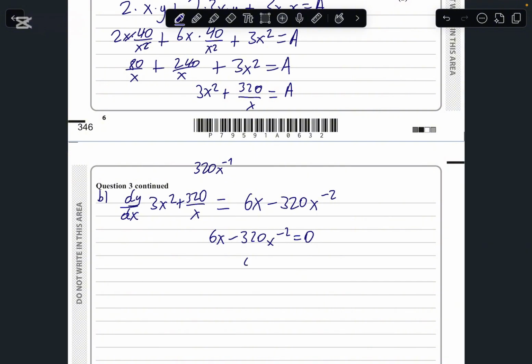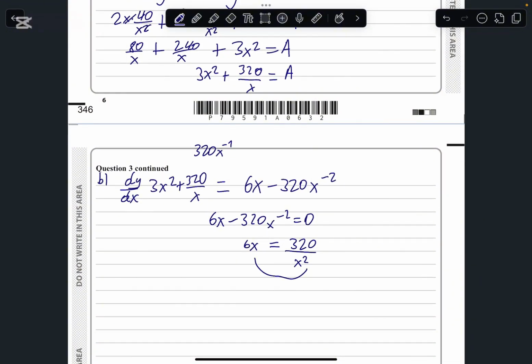So then we set 6x to be equal to 320 over x squared. Because we took it to the other side, the minus sign becomes a plus. Then we will multiply everything by x squared. This becomes 6x cubed is equal to 320. x cubed is equal to 320 divided by 6, which is 160 over 3.